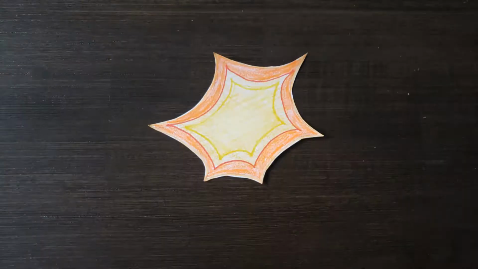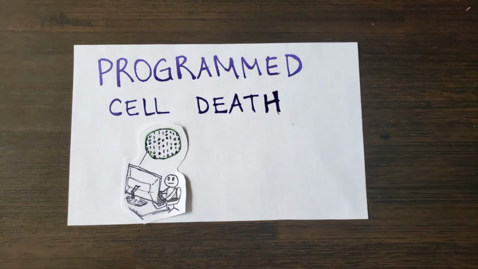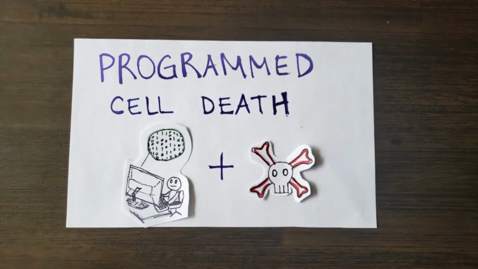Did you know that you have a self-destruct button? Okay, I'll stop with the puns. But in all actuality, we do. Introducing programmed cell death. But what is programmed cell death? Well, there are two types, necrosis and apoptosis. But for this video, we're mainly going to focus on apoptosis.